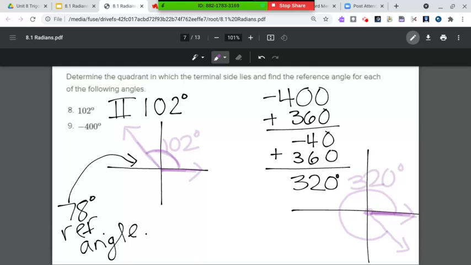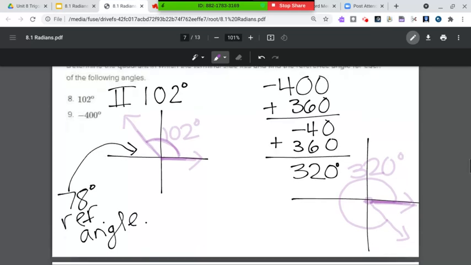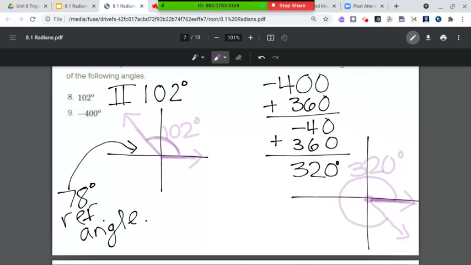Which quadrant does the terminal side lie in? Quadrant 4. It goes 1, 2, 3, 4. This lies in quadrant 4. Sorry, 1, 2, 3, 4. So we land in quadrant 4.